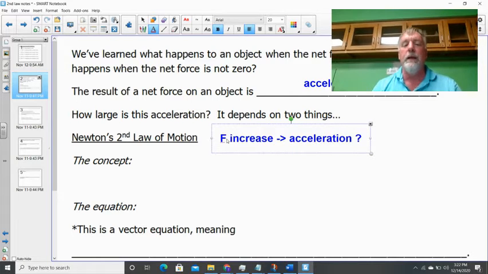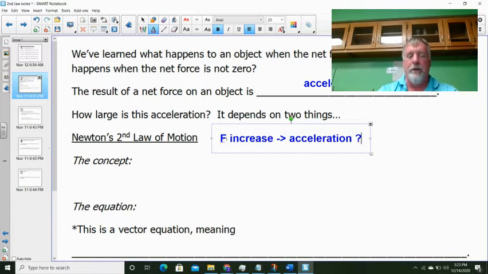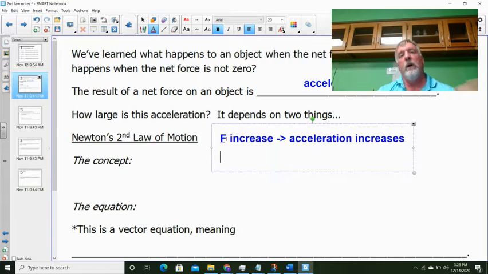Well, hopefully you're going to say, geez, Dr. Yates, if you increase the force on something, you're going to accelerate faster. At least I hope that's what you could come up with, and hopefully it makes sense. It should be intuitive to us because that's our normal experience. So I'm going to replace my question mark here with increases. And we can ask a similar kind of question. We know force increases, acceleration increases.